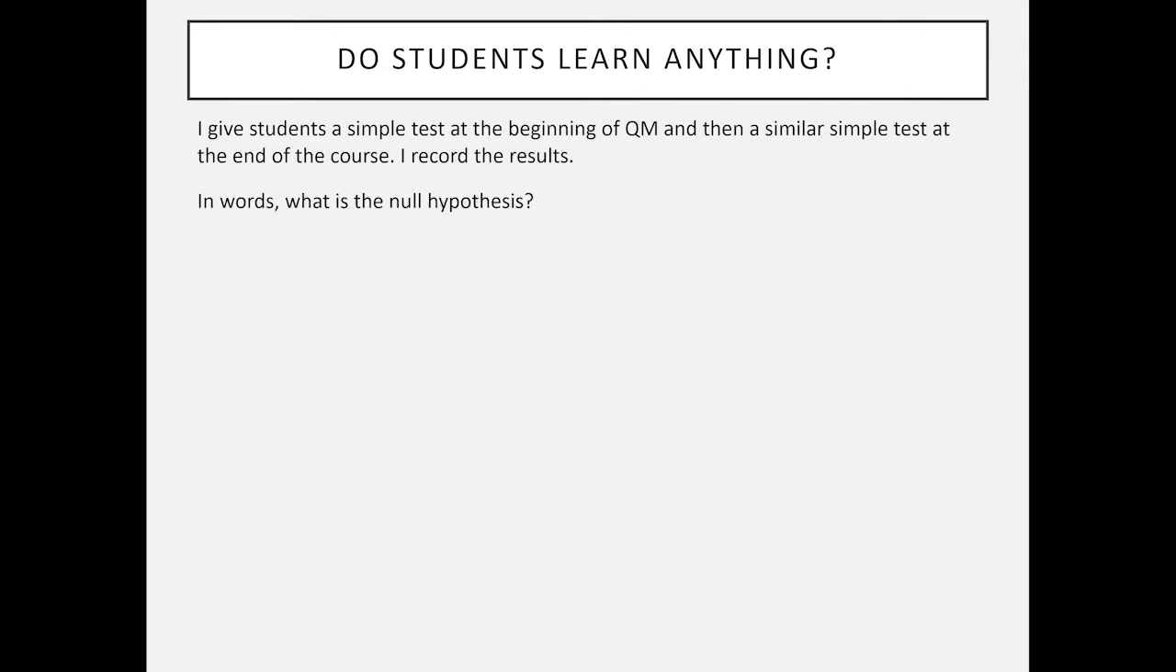So in this case, what would the null hypothesis be? Well, the null hypothesis in a criminal trial is that the person's innocent, they should never have been arrested, and in this case it would be like saying, well, the students didn't learn anything during the course. There's no difference between the results of the first test and the second test.